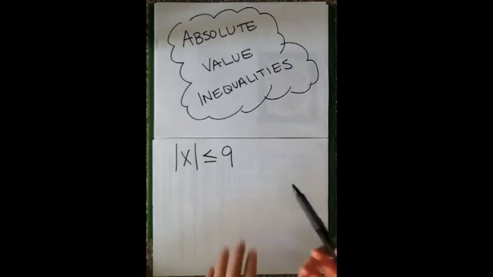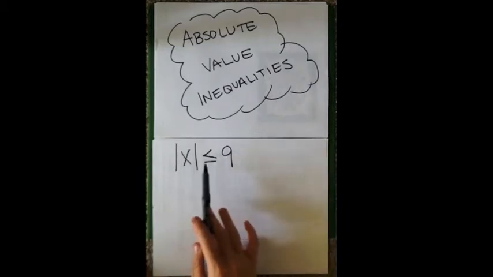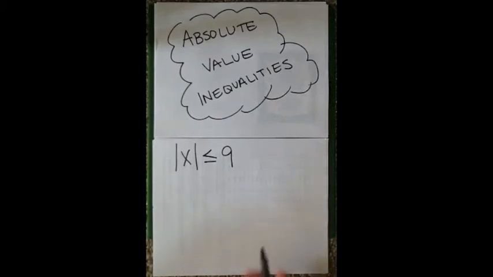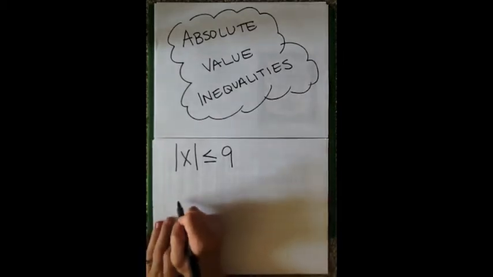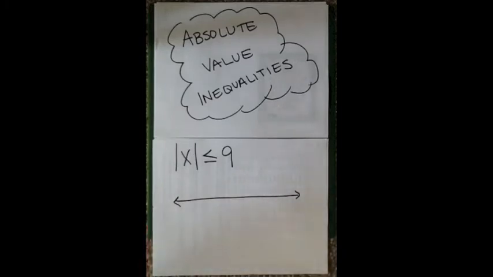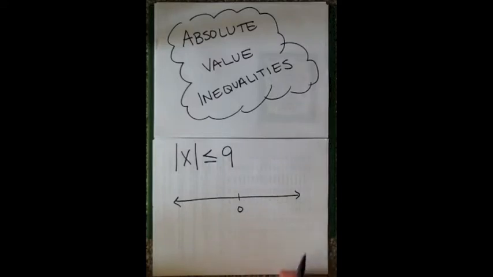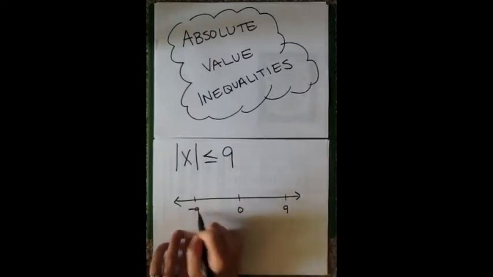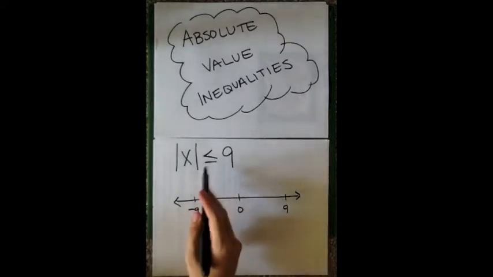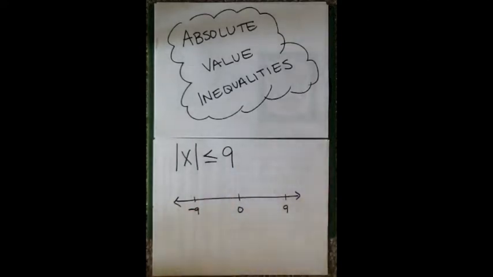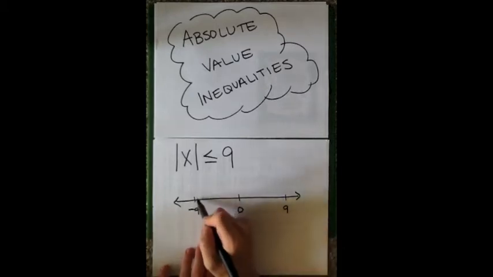Now we've already talked about how if this were just equal, absolute value of x equals 9, that means it's a distance of 9 from 0. So let's look at our trusty little number line. Here's 0. If I want a distance of 9, I know that it could either be positive 9 or negative 9. But what about this inequality business? It says less than or equal to 9. So that means it has to be closer than or equal to a distance of 9. So that's going to be everything in here.